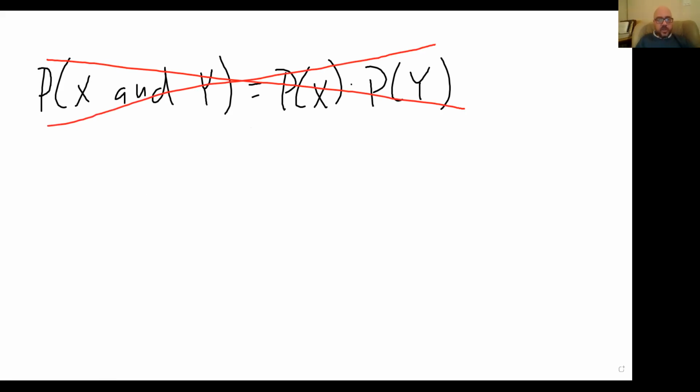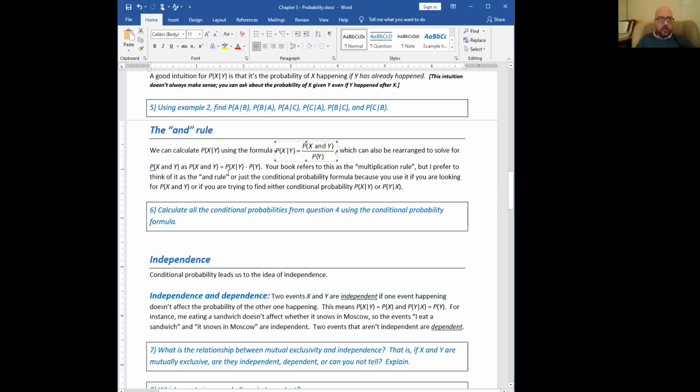So the one you want to use is this one right here. Well, one of these, right? Like that's the right formula. This formula works all the time, regardless of what type of events you have. This is always true.